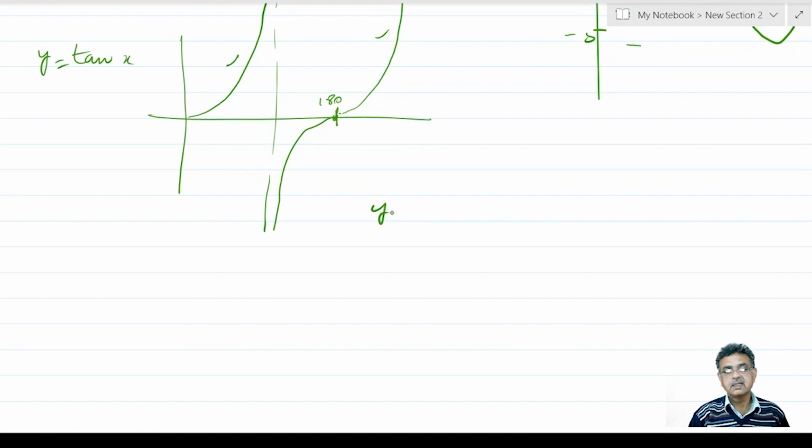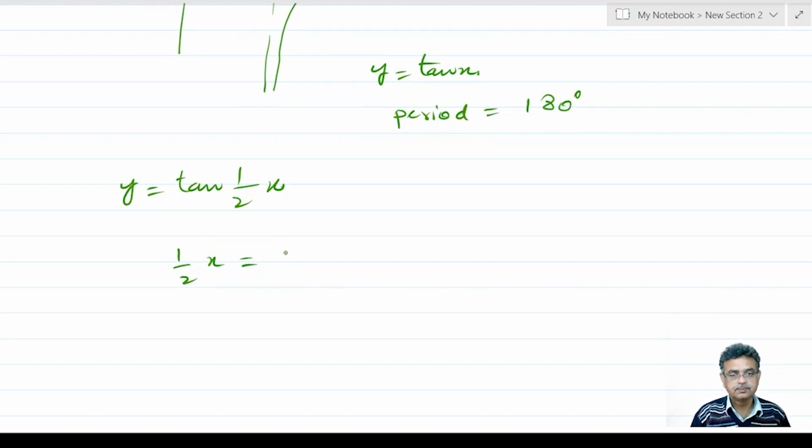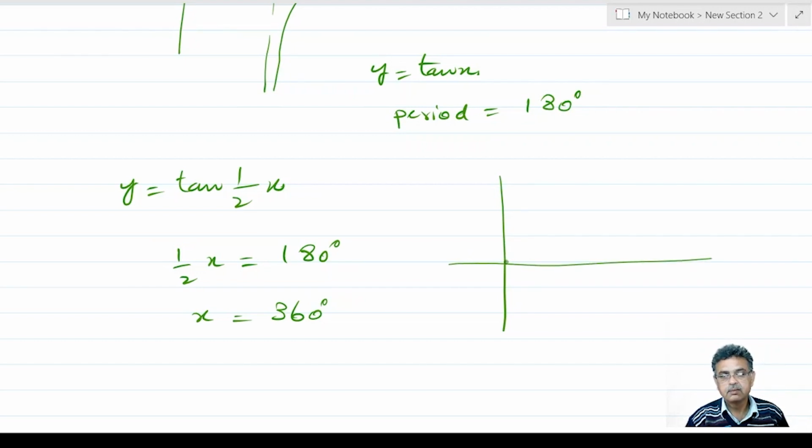So if I write y is equal to tangent x, then the period is 180 degrees. Then if y is equal to tangent of half x, then half x is equal to 180 degrees, so the period will be 360 degrees. If I sketch its graph, the shape of the graph does not change.